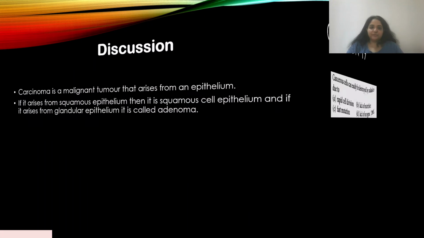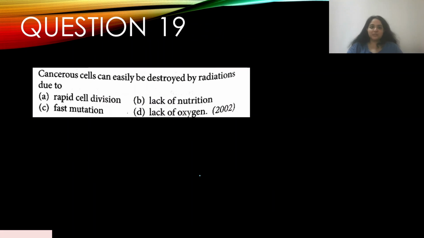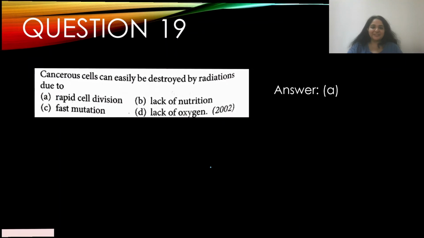Okay, let's move on. Question number 19: Cancerous cells can easily be destroyed by radiations due to (appeared in 2002) A. Rapid cell division, B. Lack of nutrition, C. Fast mutation, and D. Lack of oxygen. Cancerous cells have the ability to continuously divide, right? So they are destroyed by radiation due to rapid cell division. Answer is A. Although they could have phrased this question a little differently, you have to deal with what we have, right?